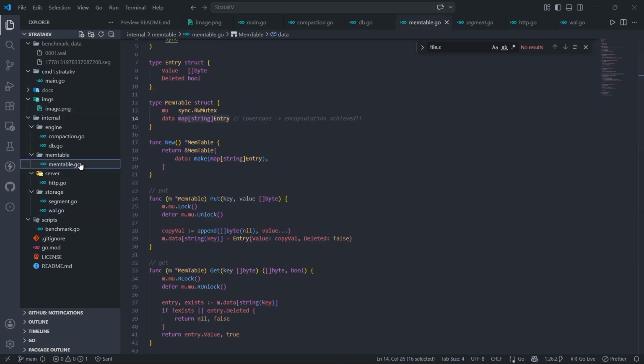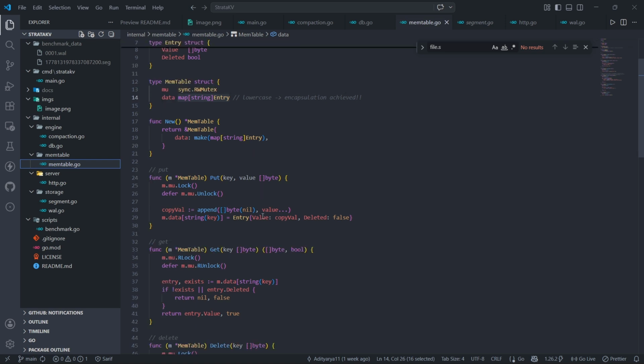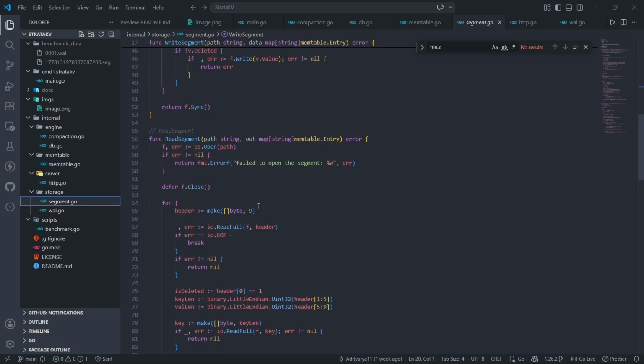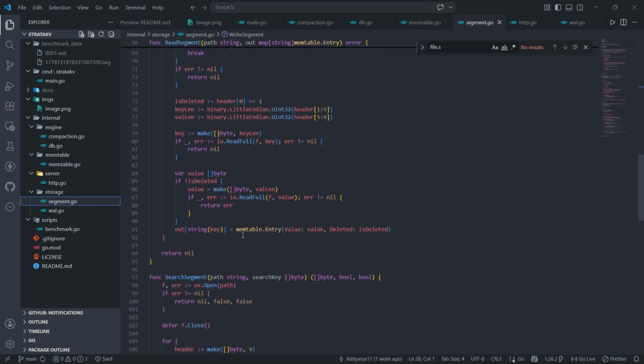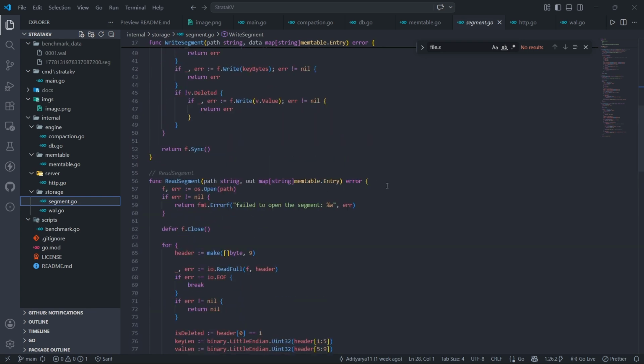Next, the memtable.go. Here I have used a hashmap data structure. The memtable acts as the active in-memory write buffer. Once the threshold is exceeded, write entries are flushed into immutable segment files. So these are the segment files. You can see it has write segment, read segment, and search segment.